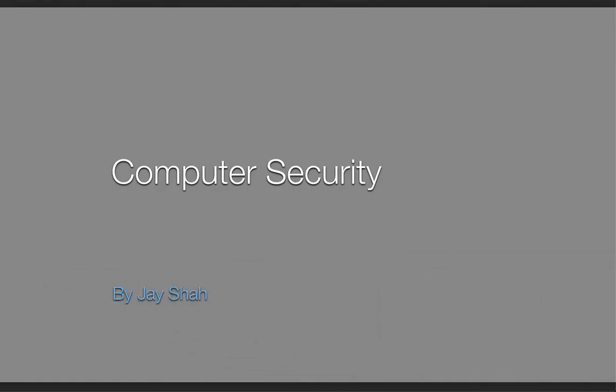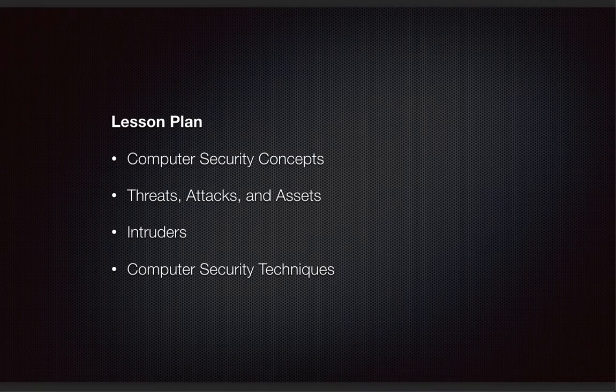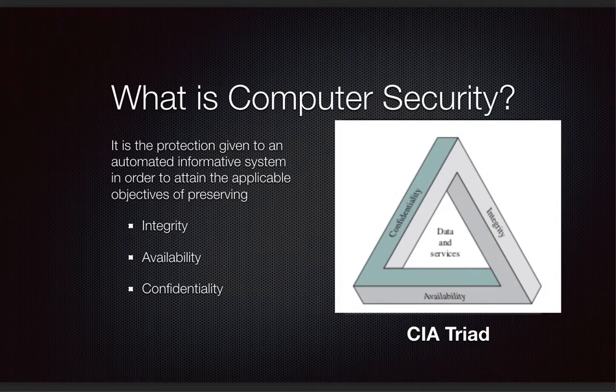In this video, I'll be focusing on four important topics on computer security. First is computer security concepts, threats, attacks and assets, intruders, and computer security techniques. What is computer security? Computer security is protection given to an automated information system in order to attain the applicable objectives of preserving.